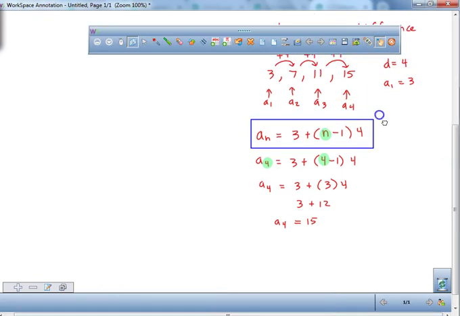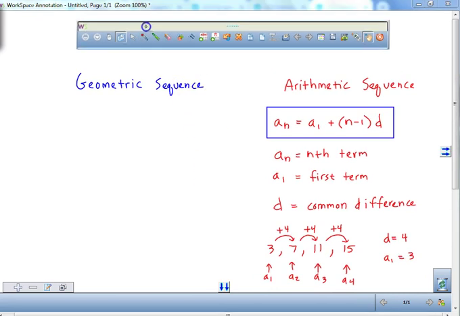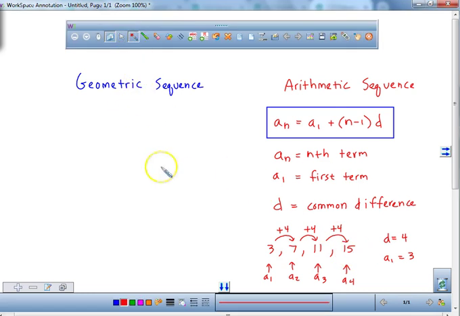All right, now we're going to go over here and talk about what we're talking about today, which is geometric sequence. In arithmetic sequences, you're either adding or subtracting. Either the numbers are going up or down by addition or subtraction. In geometric sequence, we're not adding or subtracting. We're always going to be multiplying.